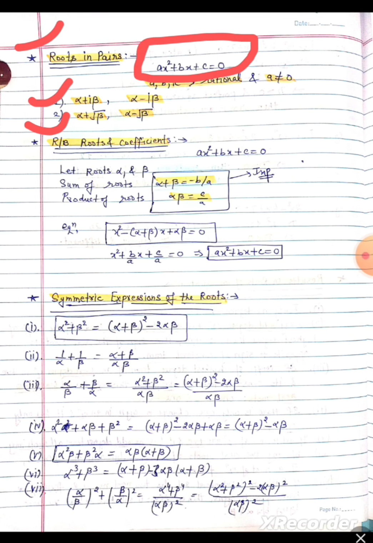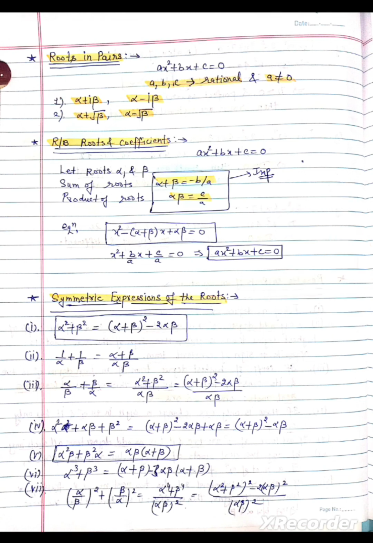If one root is alpha plus root beta, the second root will be alpha minus root beta. Meaning roots are in pairs. The next topic is the relationship between roots and coefficients.